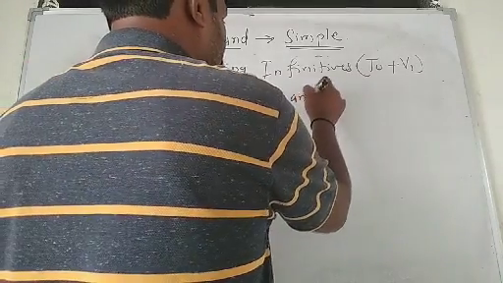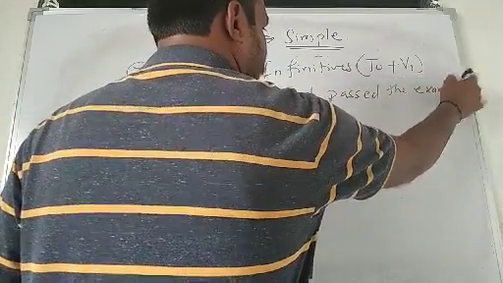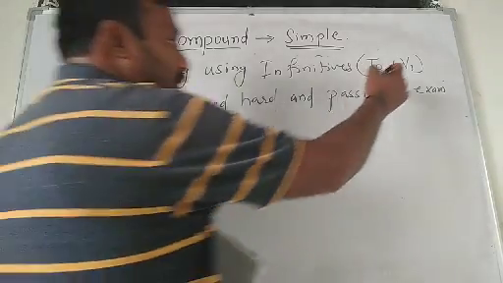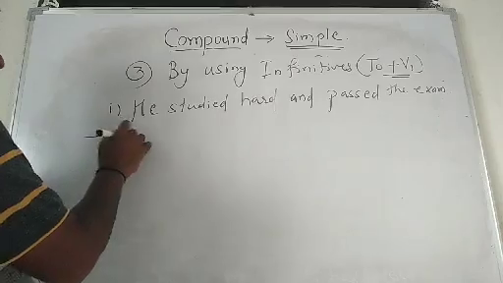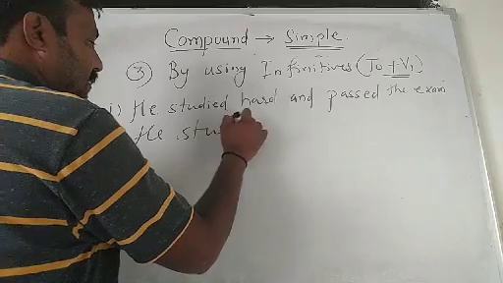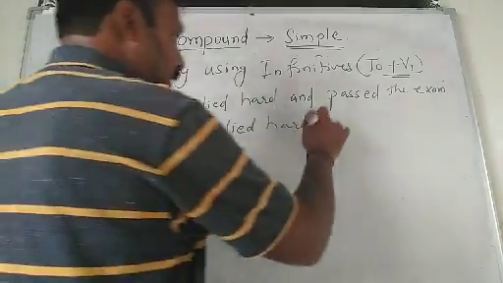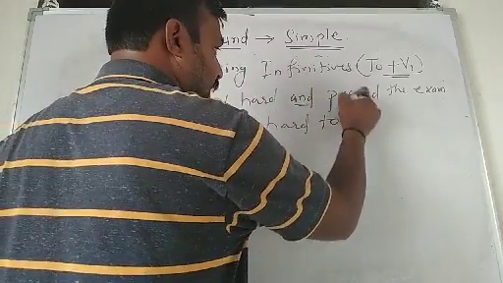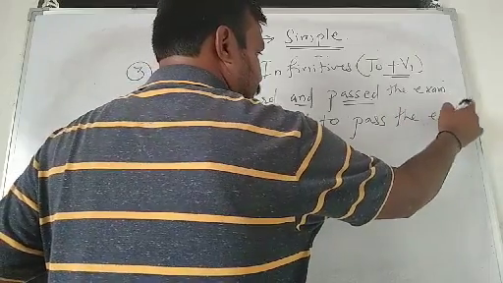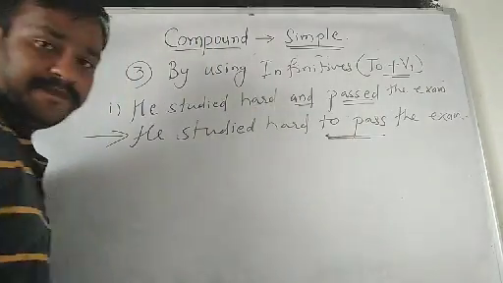Example is: He studied hard and passed the exam. So we are going to use verb first form. This sentence we have to change into simple. "He studied hard", this part we keep as it is, and "and" should be changed into "to". Then first form of verb we use: to pass the exam. How have we changed? We have used the infinitive form.